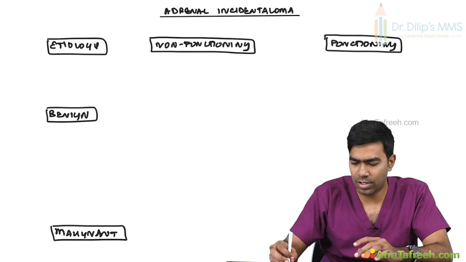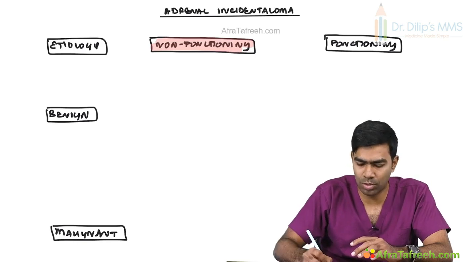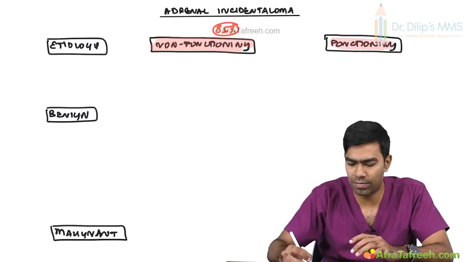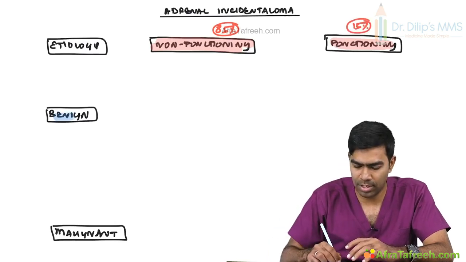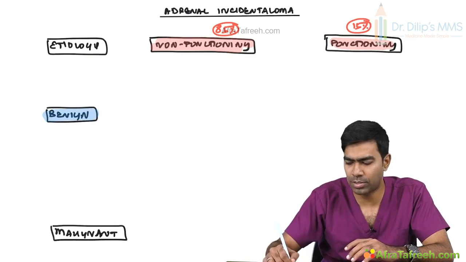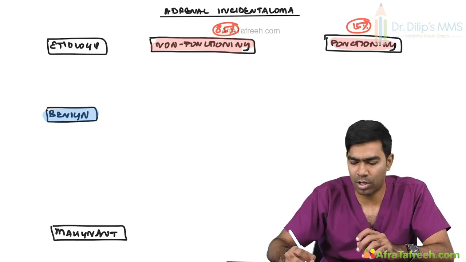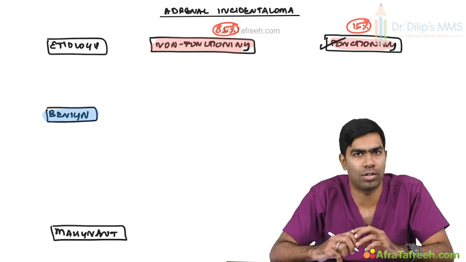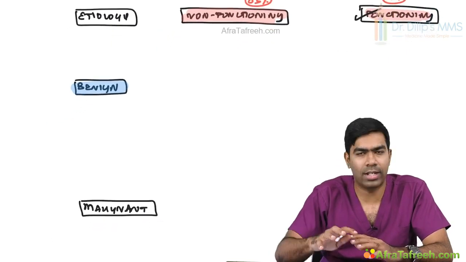Whether functioning or non-functioning, non-functioning tumors are more common than functioning tumors. Almost 85% of the adrenal incidentalomas or any adrenal tumors are non-functioning. Only 15% of the adrenal tumors are functioning tumors. Similarly, the majority of the adrenal tumors are benign and the majority of them will be non-functioning as well. And among the functioning tumors, the most common hormone hypersecretion will be cortisol. So most of them will be cortisol secreting tumors only. So let us start the etiologies.